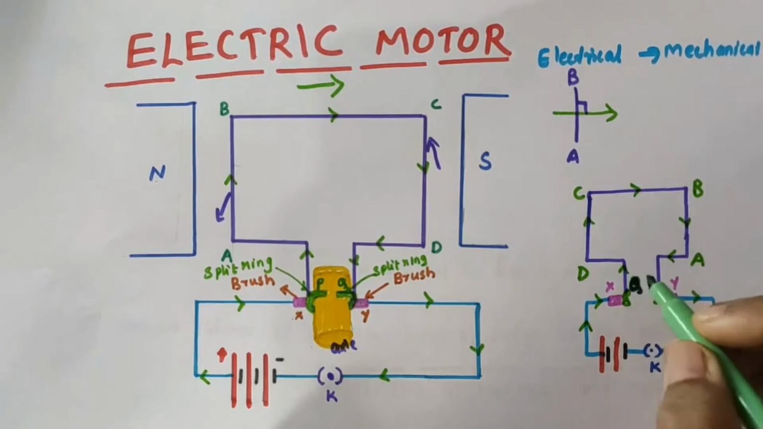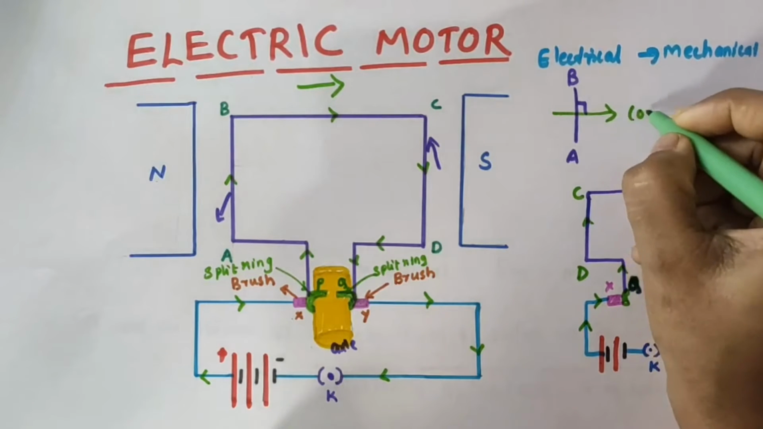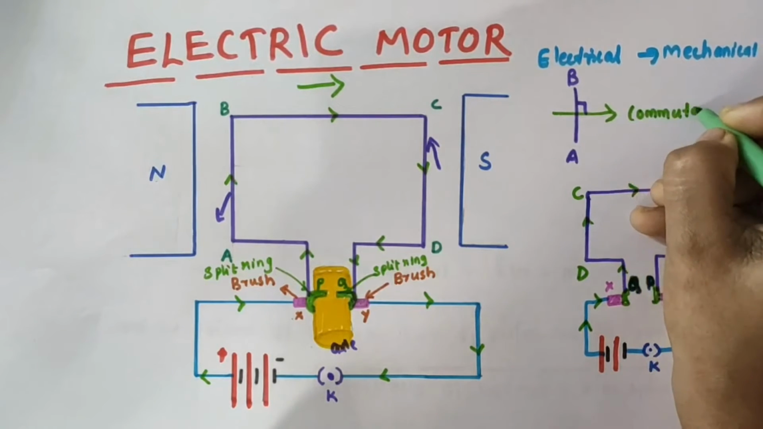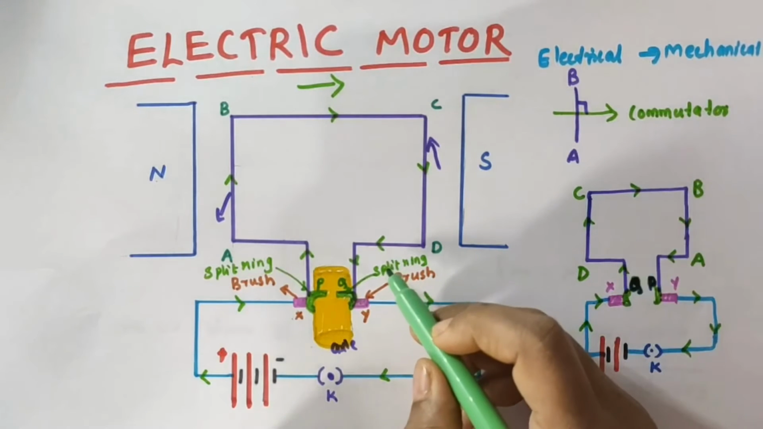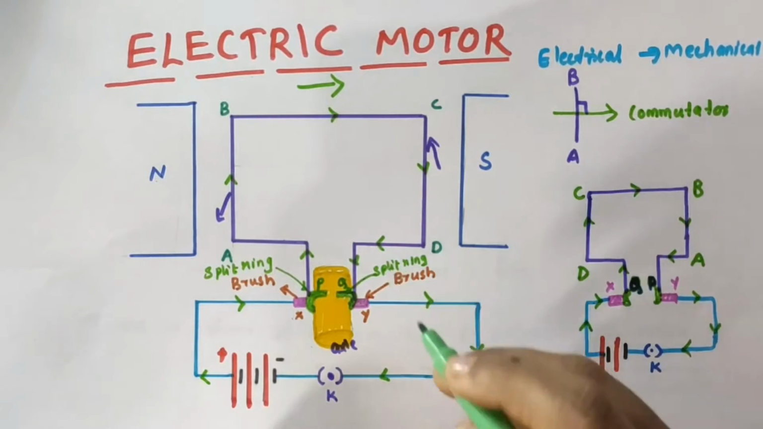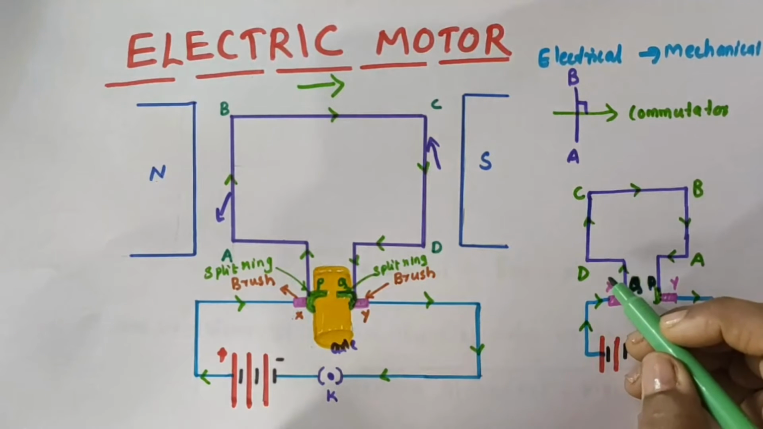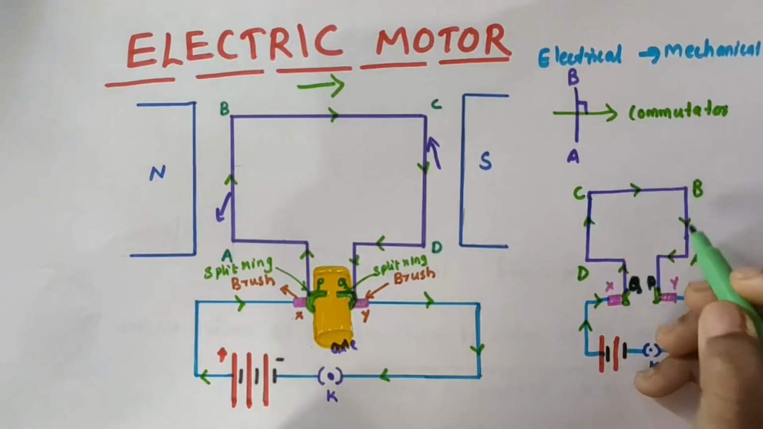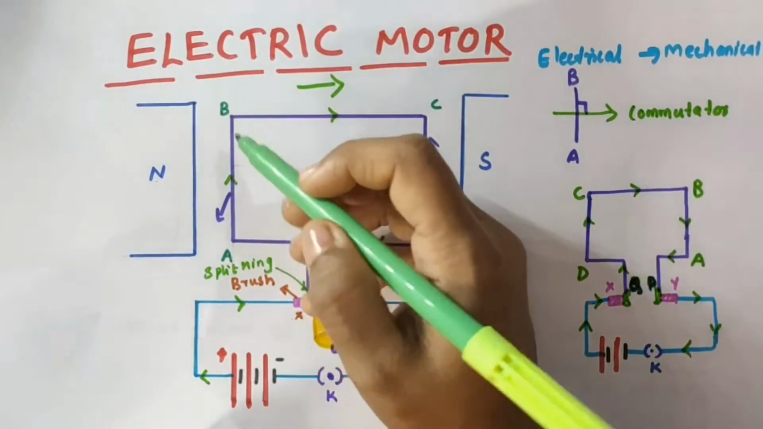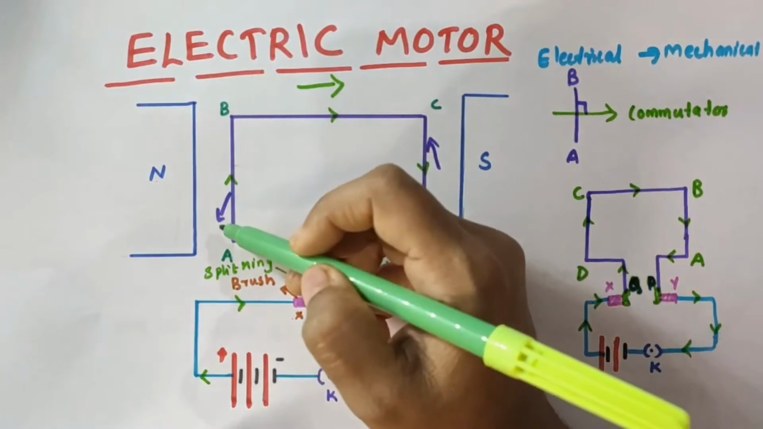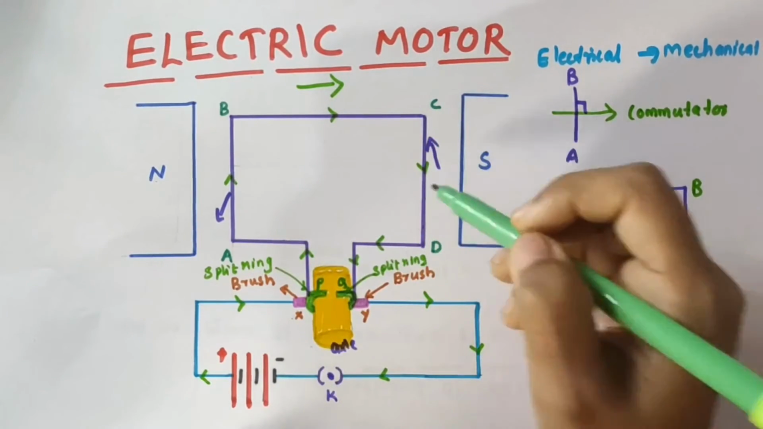You can see that every half interval the flow of current is reversed. This is called a commutator. In electric motors the split ring acts as the commutator. Split rings are the commutator. Now the current flowing from DCBA, here you can see AB was pushed down, and the other arm was pushed up.